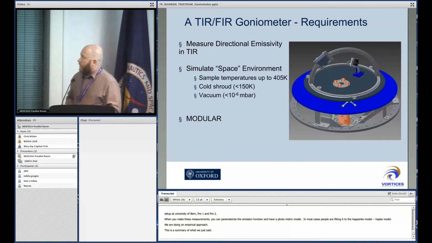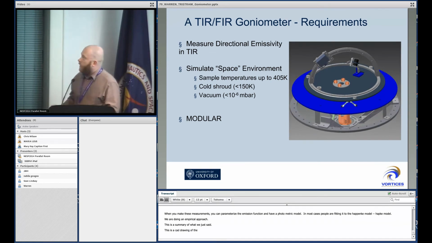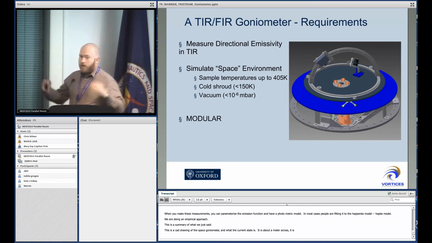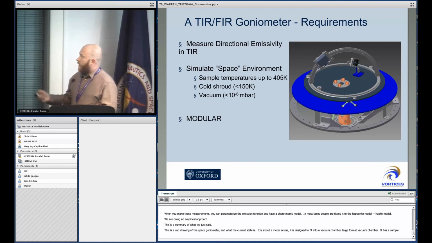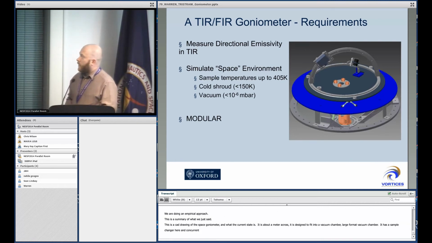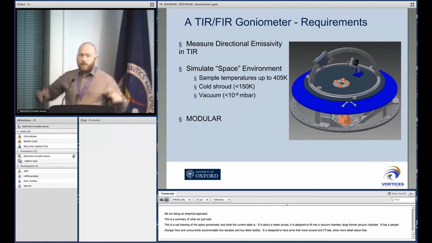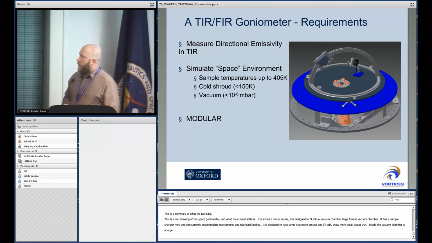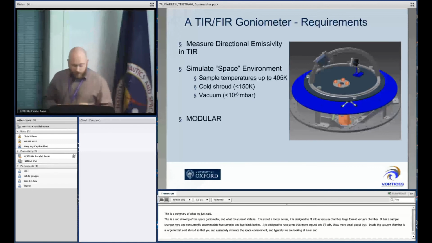So this is a CAD drawing of the space goniometer and kind of what the current state is. It's about 1 meter across, and it's designed to fit into a large format vacuum chamber. It has a sample changer here, and can currently accommodate 2 samples and 2 black bodies. It's designed to have these arms that move around, and I'll show a little bit more detail about that. And then inside this vacuum chamber is also a large format cold shroud, so that you can essentially simulate the space environment, and we're typically looking at lunar and asteroidal type environments for this work.